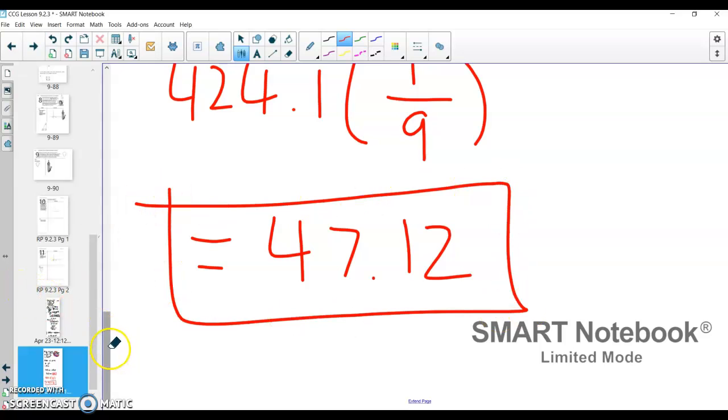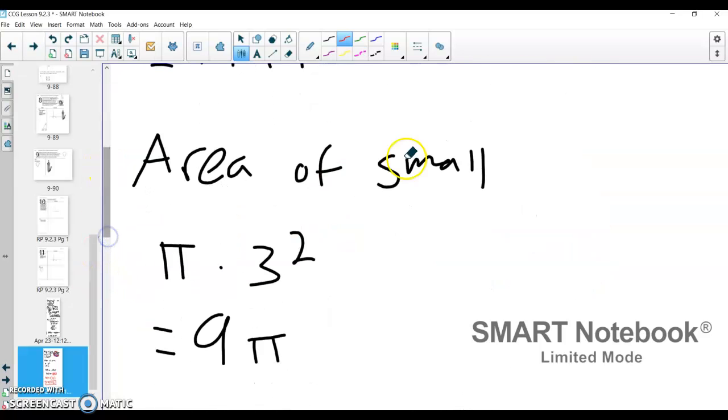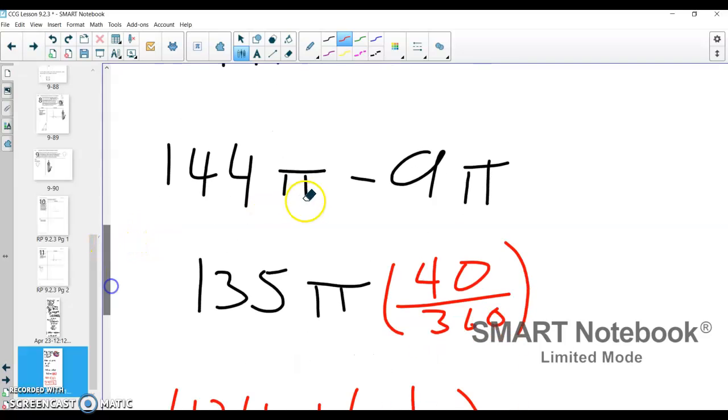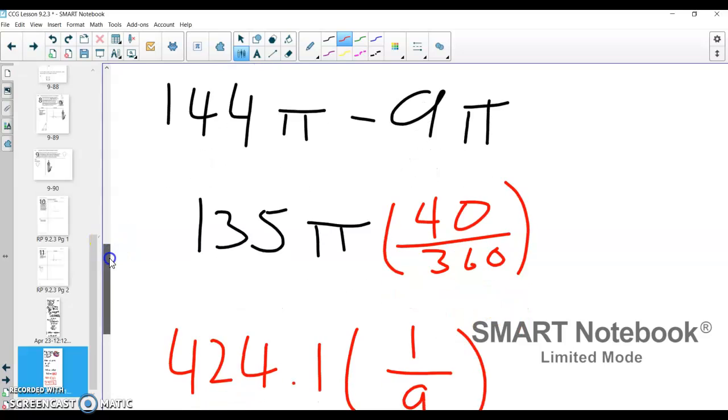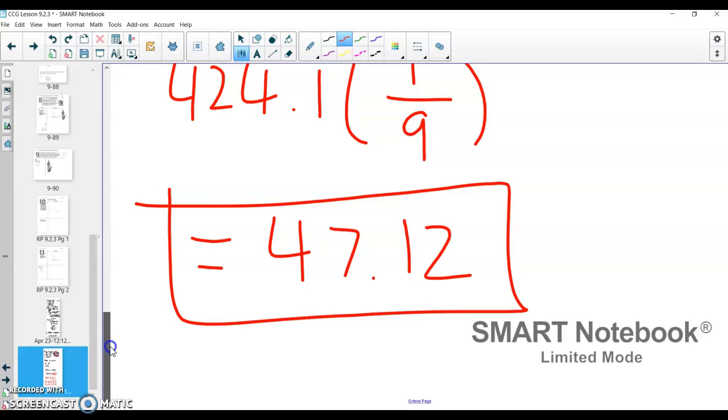Quick recap of that problem. Again, what I did, found the area of the big circle by taking my big radius, squaring it, multiplying it by pi, finding the area of my small circle, and really I could say that that is the unshaded part, and then subtracting big minus little, and then taking my total area of that circle, and then multiplying it by the portion that I want, which is the 40 out of 360. And when you actually multiply it out, you get 47.12 as your answer.